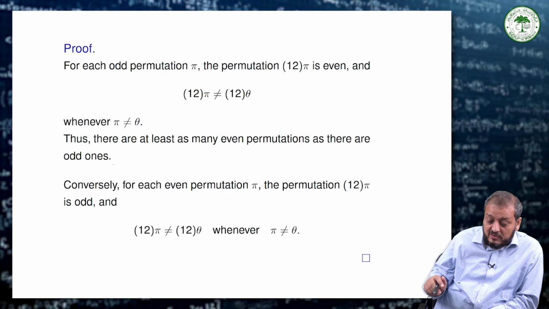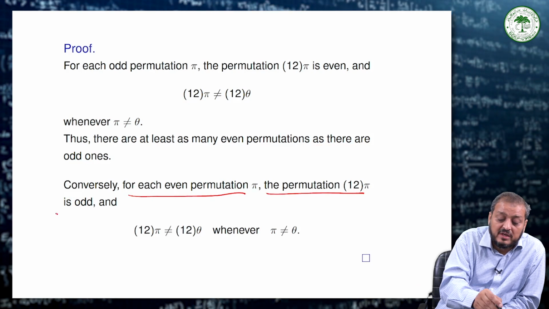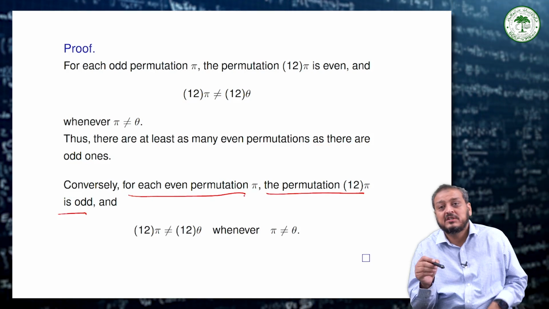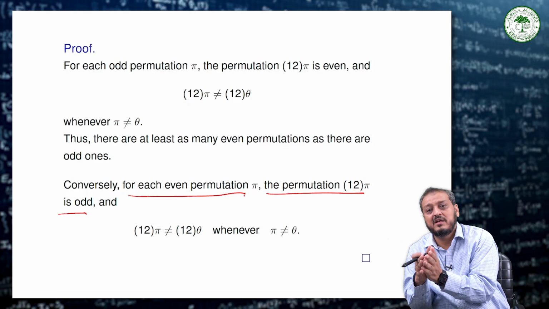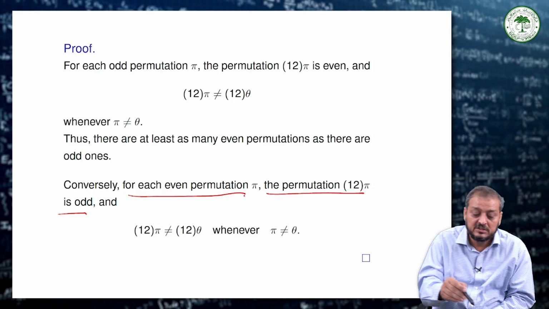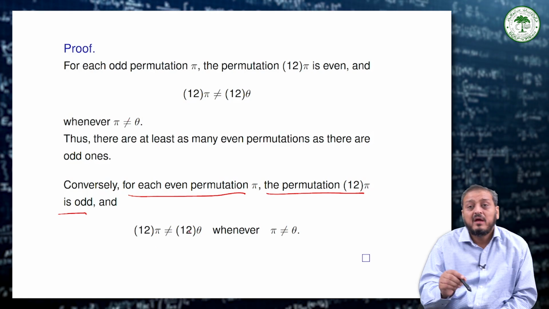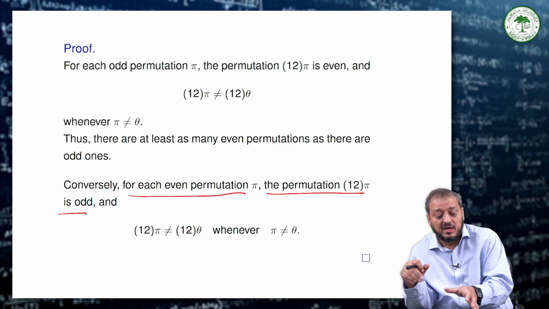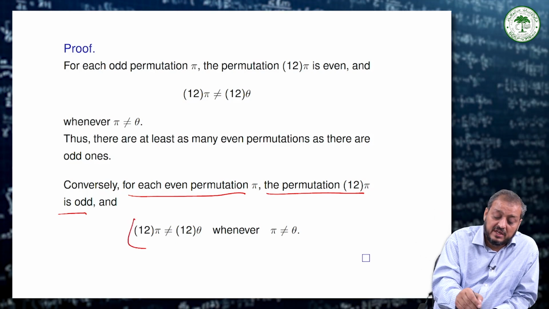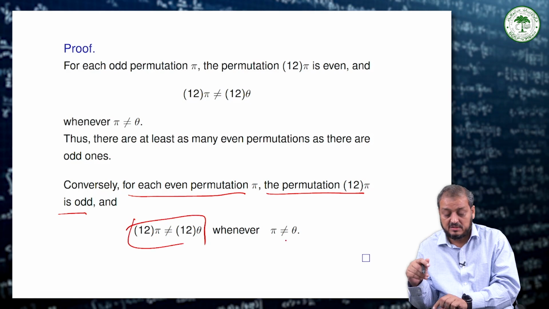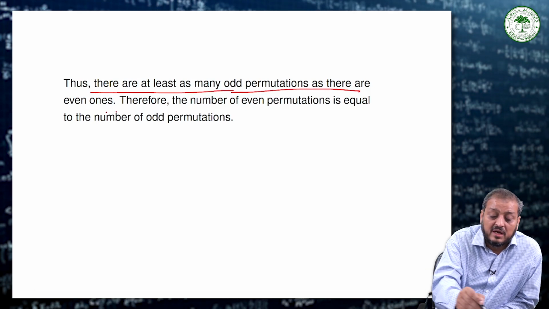Now, conversely, for each even permutation pi, the permutation (1 2) pi is odd. If pi is an even permutation and (1 2) is a transposition, then even times odd is odd, so this gives an odd permutation. Again, (1 2) pi is not equal to (1 2) theta whenever pi and theta are different. Thus there are at least as many odd permutations as there are even ones.